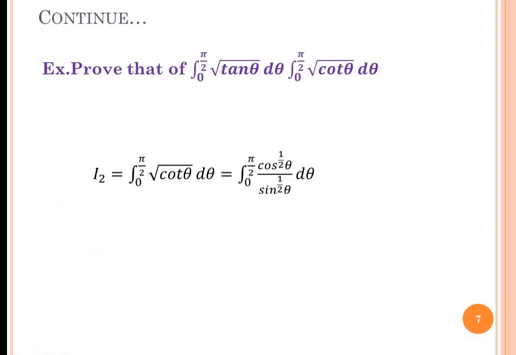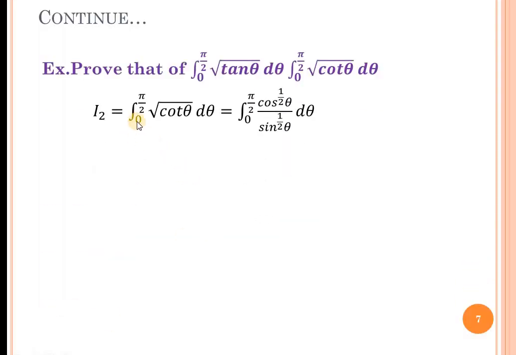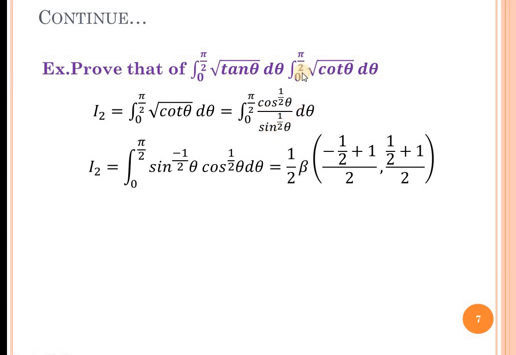Now we continue this example for finding the I2 value. I2 is again the integration of root of cot theta d theta, limit from 0 to pi by 2. Again I write cot theta as cos theta upon sin theta, and root of cot theta is nothing but cos raised to 1 by 2 theta upon sin raised to 1 by 2 theta. Now I rearrange it, and it becomes the integration from 0 to pi by 2 of sine raised to minus half theta into cos raised to half theta d theta.